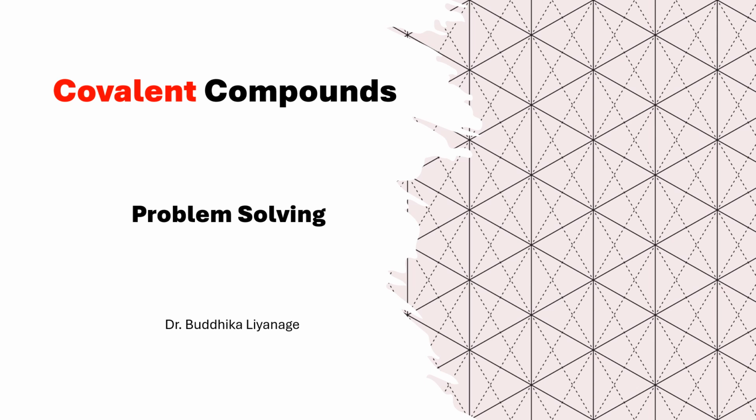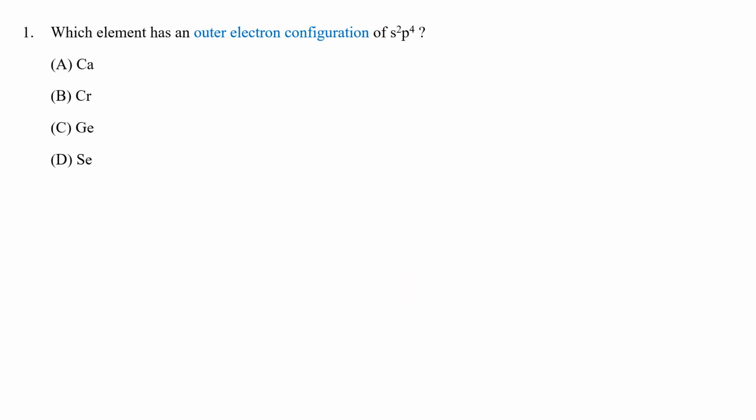So today I would like to talk about covalent compounds problem solving. First question. Which element has the outer electron configuration of s2p4? There are four answers given: calcium, chromium, germanium and selenium.